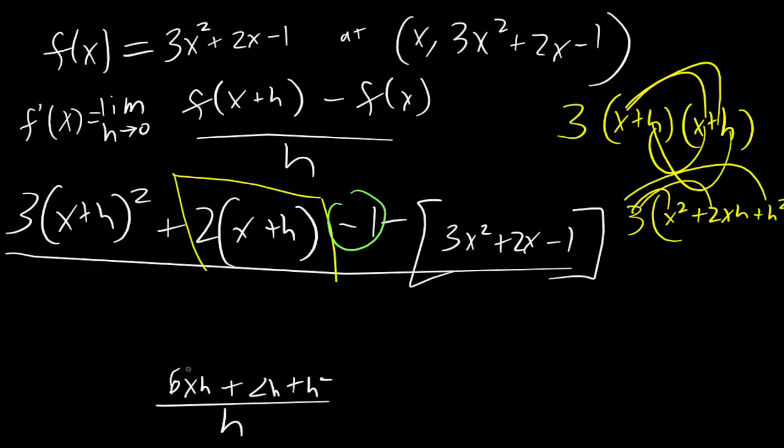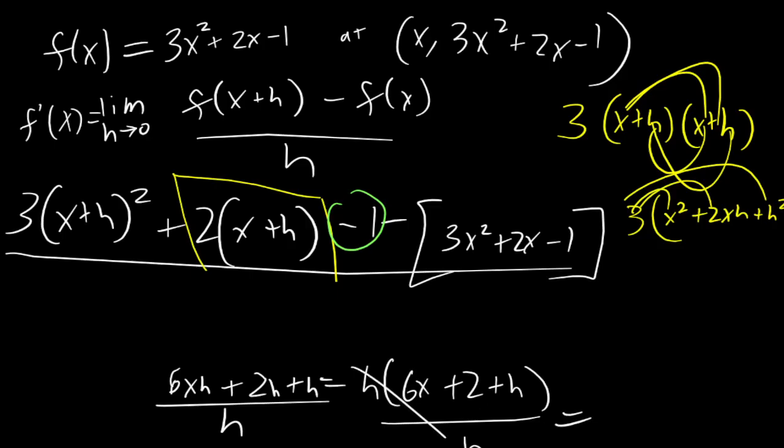6xh plus 2. And then we're going to factor out an h. So put h. 6x plus 2 plus h over h, which is equal to, because we cancel these two out, we get 6x plus 2 plus h over 1, because anything divided by itself is 1.